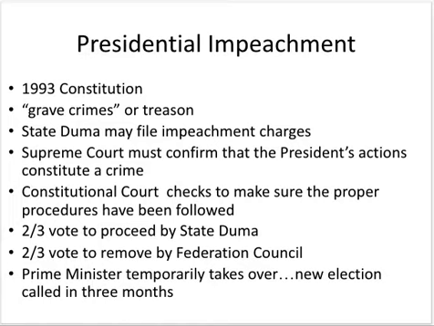You can be impeached as a president in Russia for grave crimes of treason. Basically, the Duma files those charges. The Supreme Court must confirm that those actions actually were a crime. Then there's a constitutional court, which checks to make sure the proper procedures are being followed. The Duma has to vote 2/3 to proceed, and then the Federation Council will act as the jury to see if they should be removed by a 2/3 vote. Prime Minister will take over until a new election is called in the next 3 months.